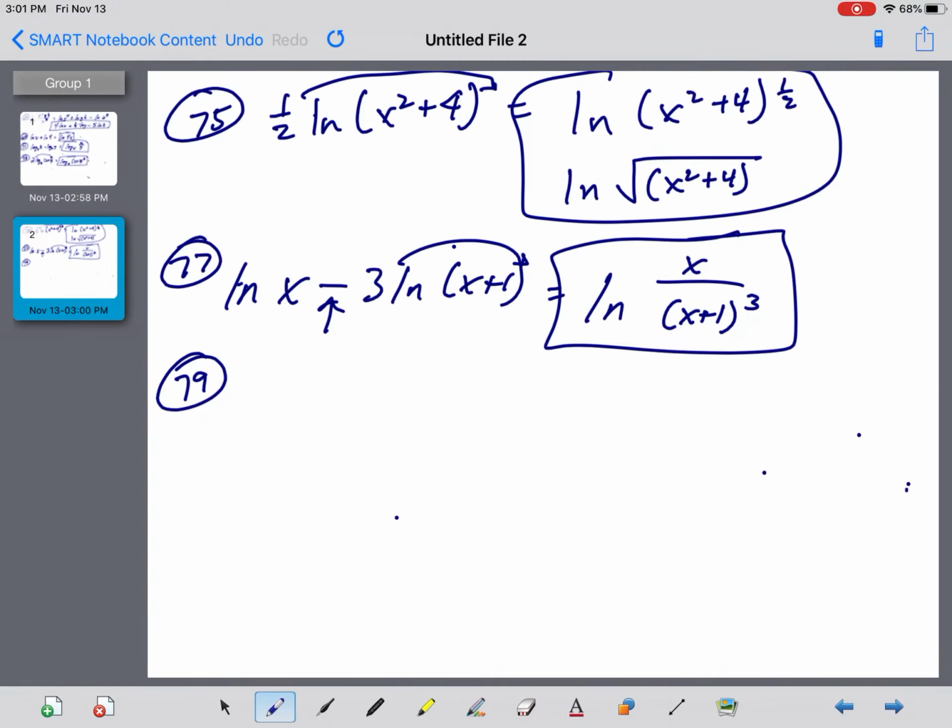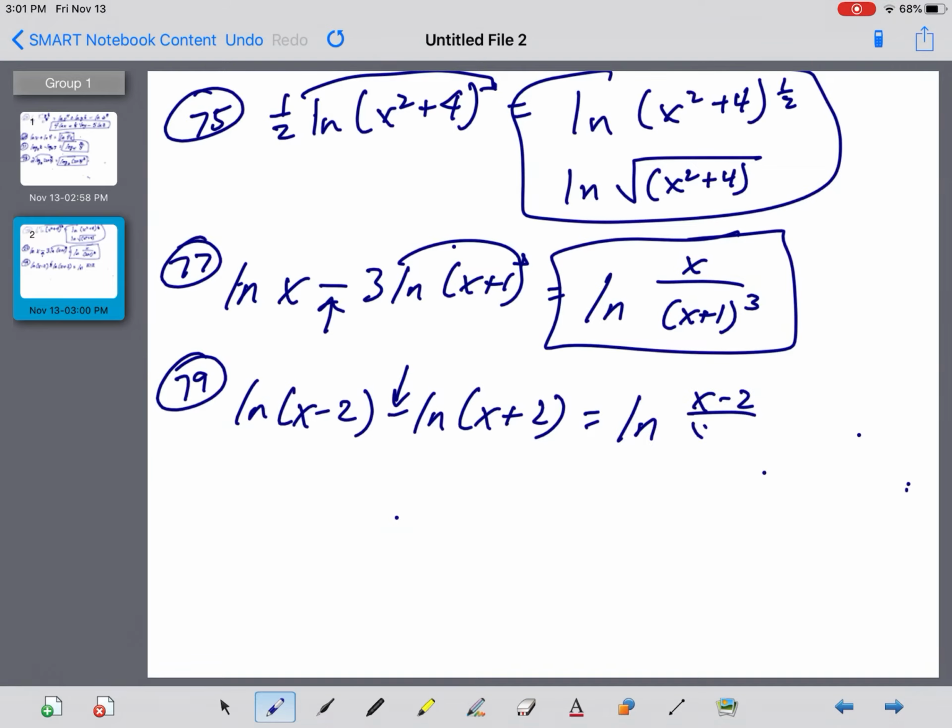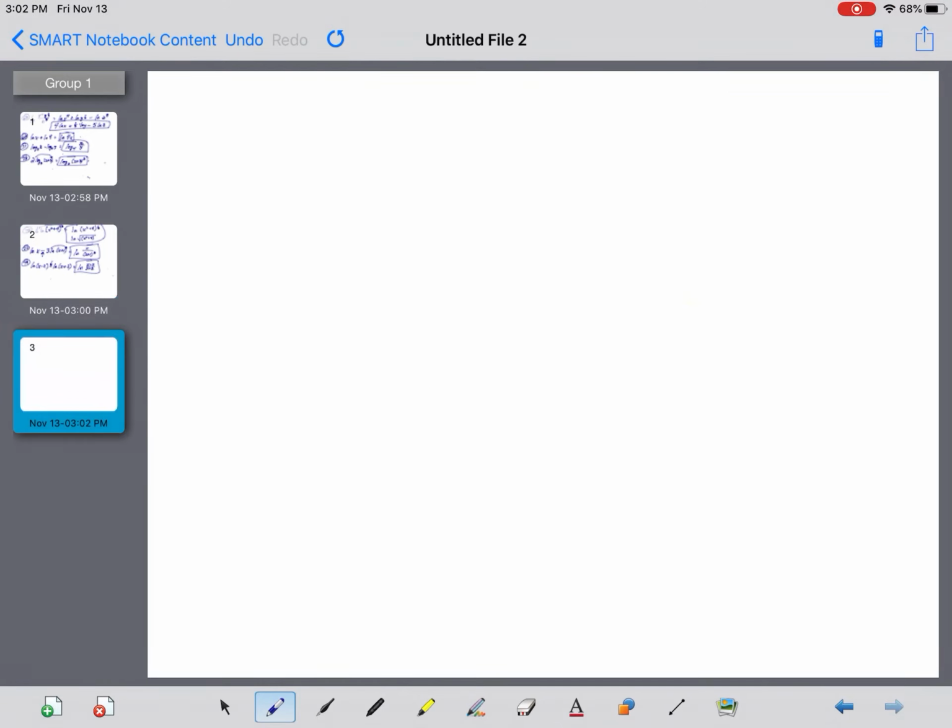79. 79 is pretty decent. Then they get kind of crazy. So the natural log of x minus 2 minus the natural log of x plus 2. So the only thing we're worried about is this minus. Just means it's going to come back as a division. Natural log, we'll put the first one on top, the second one on bottom. And that's it.